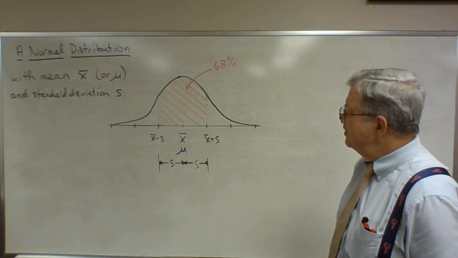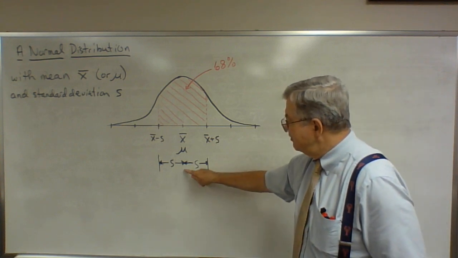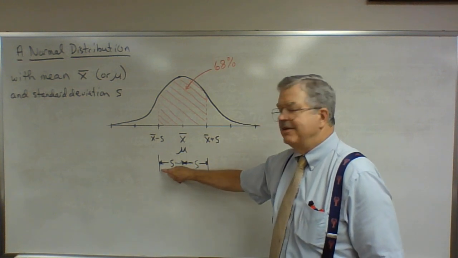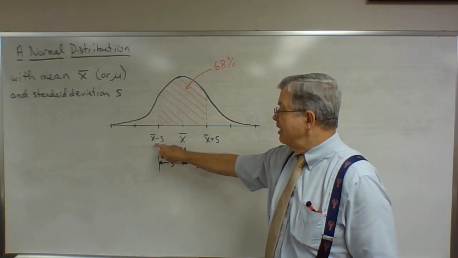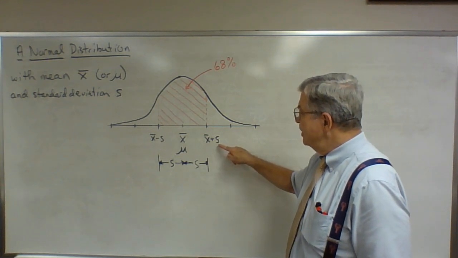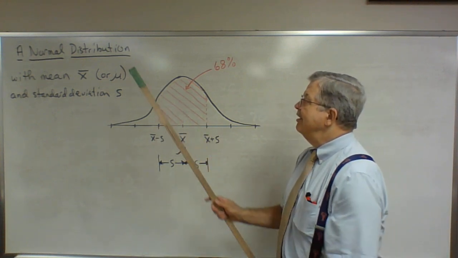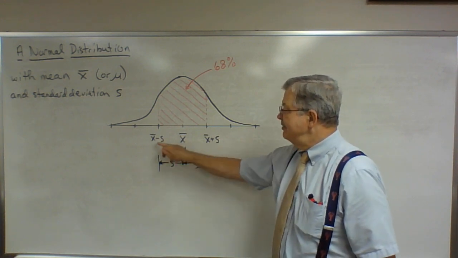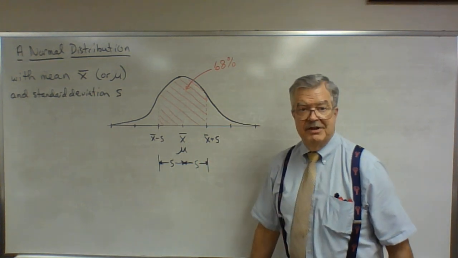There are some things to note. If we start at the mean X bar and we go a distance of 1 standard deviation to the right and a distance of 1 standard deviation to the left, the boundaries of this interval would be the mean X bar minus 1 standard deviation and the mean X bar plus 1 standard deviation. The number of data values of a normal distribution that lie within 1 standard deviation either way of the mean is going to be approximately 68%.